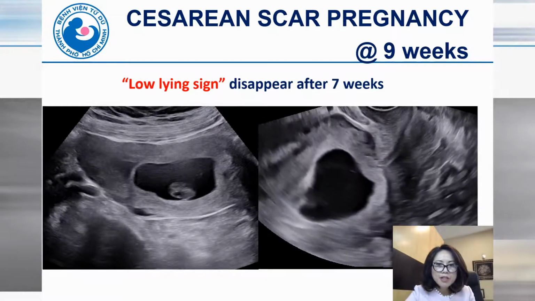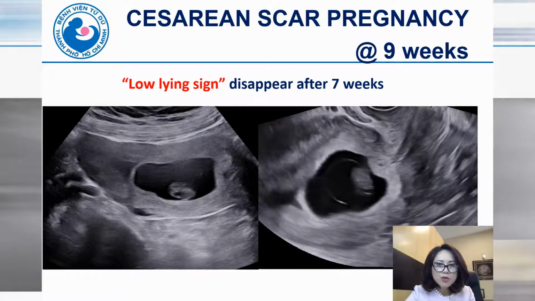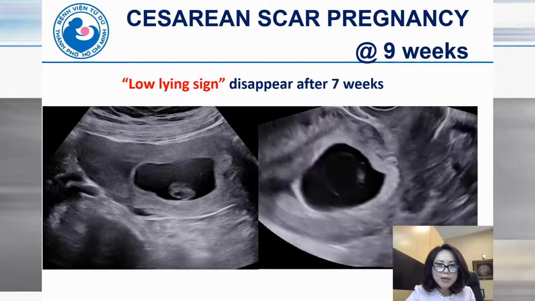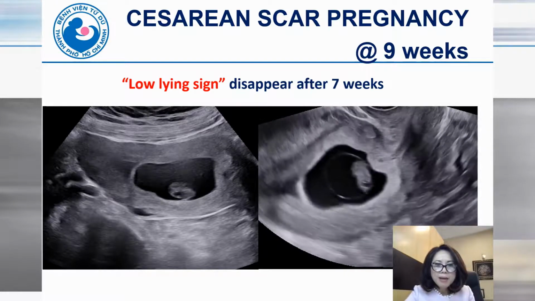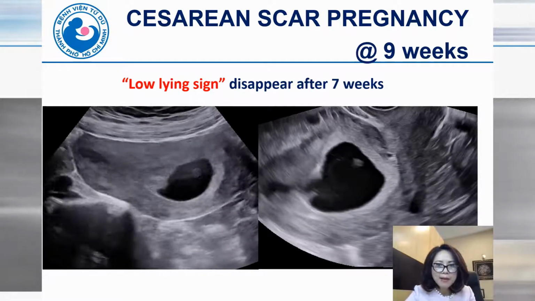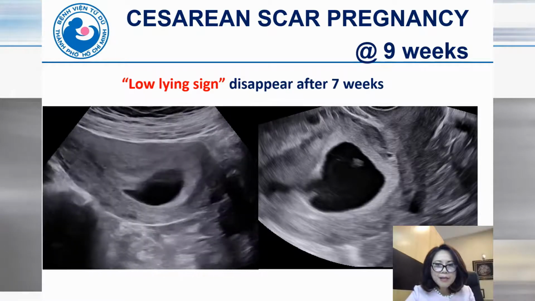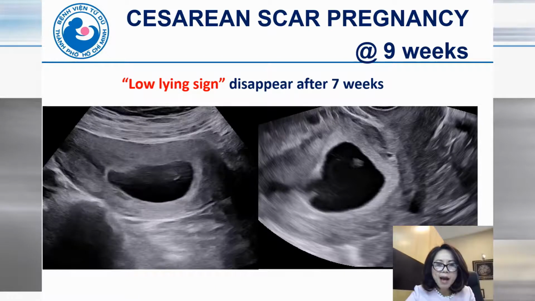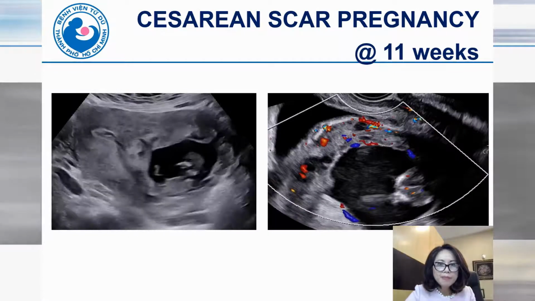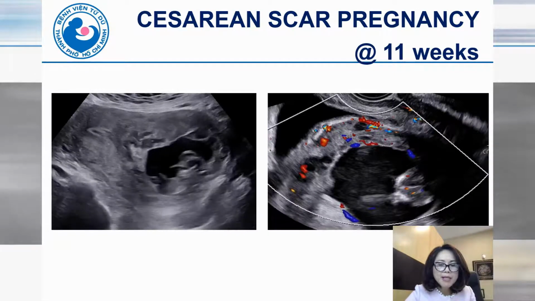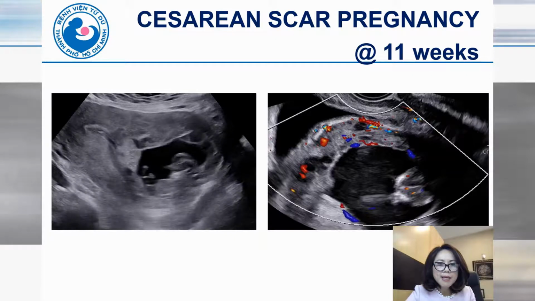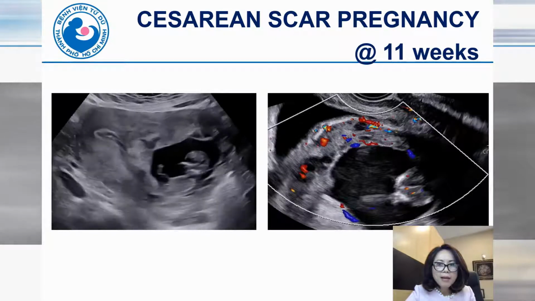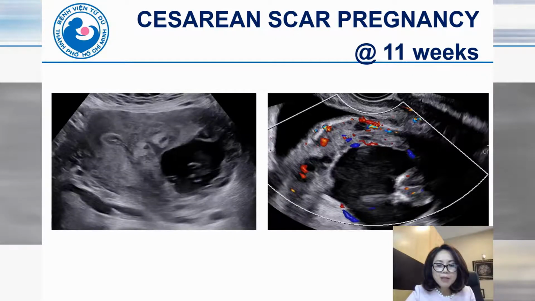We can see the GS extending toward the cavity and migrating to the fundus, but the placenta is still there in the niche. This is an important sign for the diagnosis of cesarean scar pregnancy after 7 weeks, when the low-lying sac may not be seen anymore. And the same patient at 11 weeks, we can see nearly all signs of placenta accreta like in the third trimester.